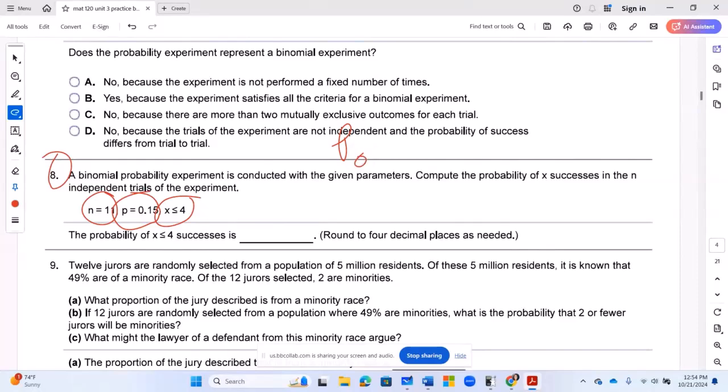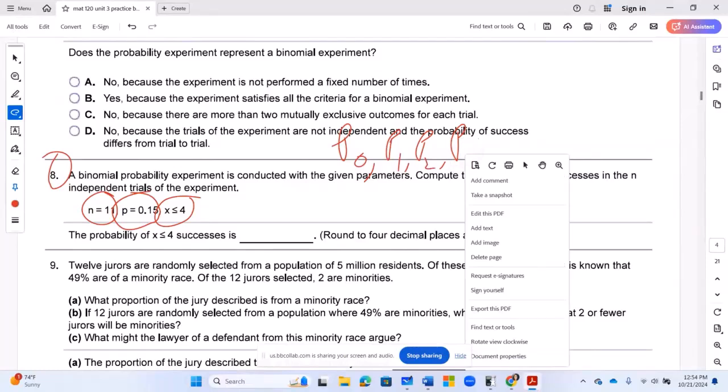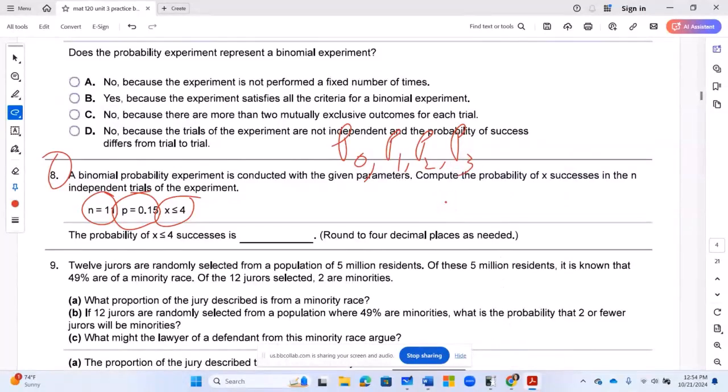We're going to find P0, P1, P2, P3, P4, P5, P6, up to P11, because this is a binomial distribution.